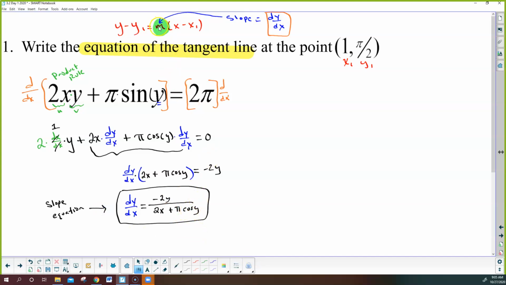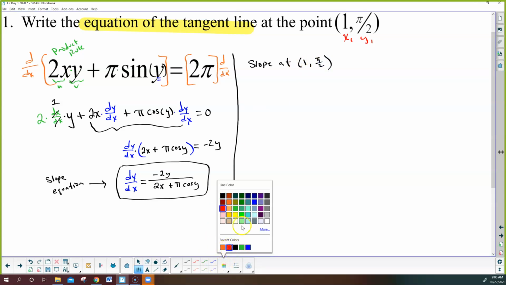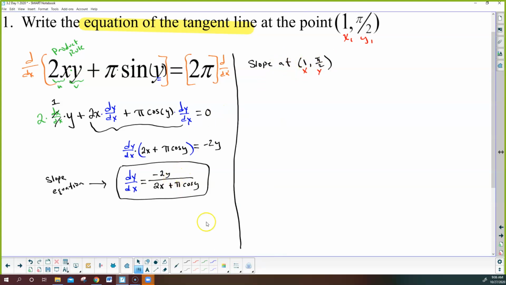Well, I need the slope at this specific point. So to answer the final question of writing the tangent line, to find the slope, now I just have to plug in 1 for x and pi over 2 for y wherever I see it. And what I've noticed on the test is students are missing the idea of, when we say slope, it has to be the slope of the point. So that's where we have to plug this in.